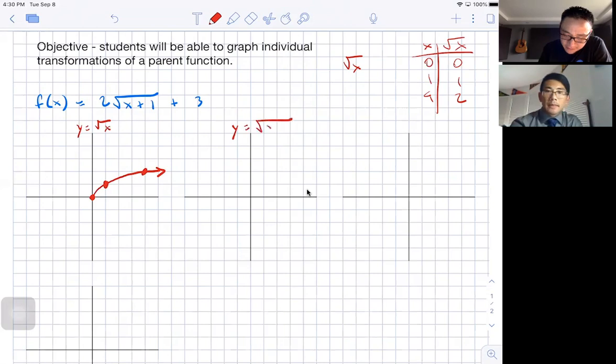I think. Yeah. Right. So is that a shift to the left or to the right? I think it's a shift to the left. I'm going to have to agree with you, Mr. Chu.